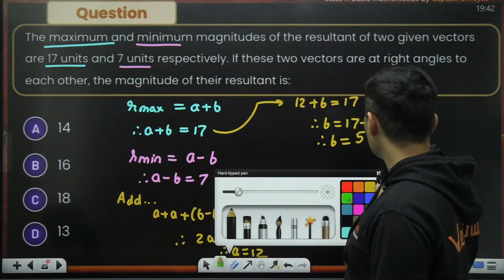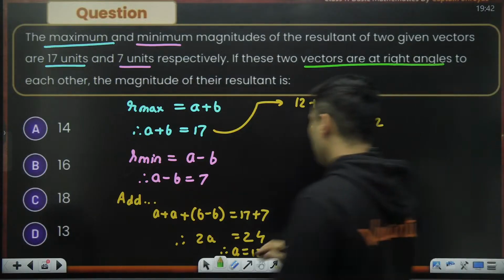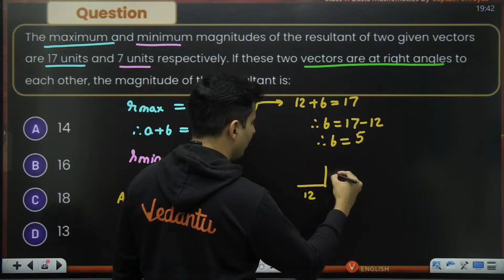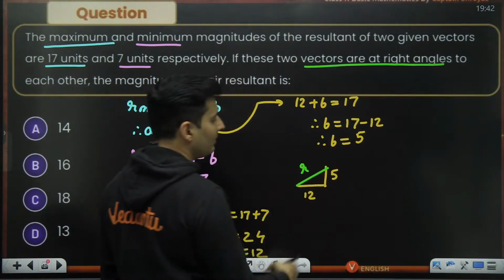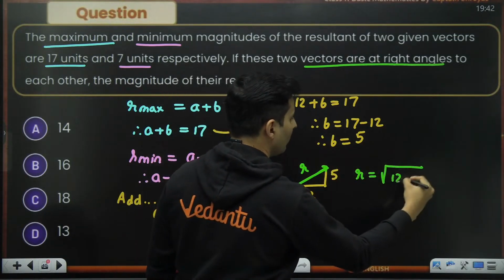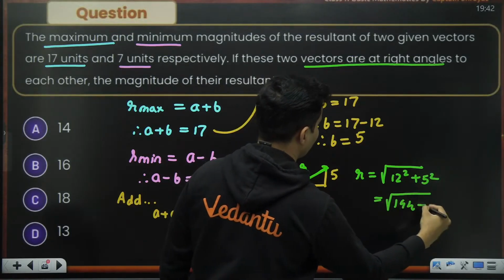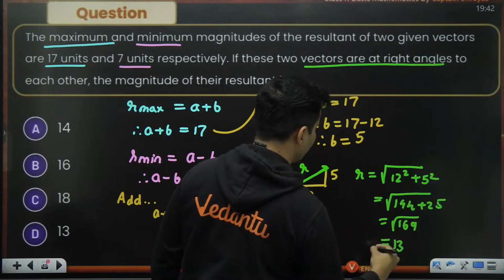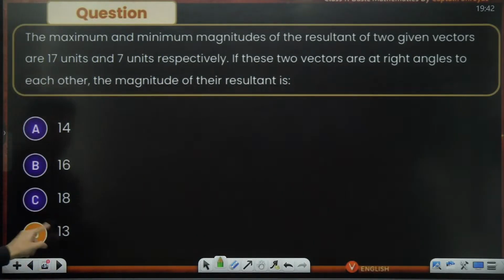But that's not the question. The question is if both of them are perpendicular to each other. If both of them are perpendicular to each other, it means A is having 12 units, B is having 5 units, and we have to find what their resultant will be. So obviously we can use Pythagoras theorem. It will be 12 square plus 5 square. So 12 square is 144, 5 square is 25, which will make it root 169, which is nothing but 13 units. So the resultant should be D option, which is 13 units.